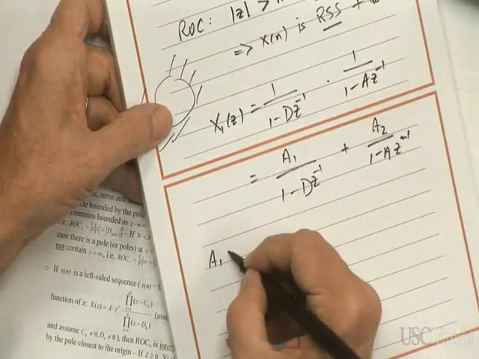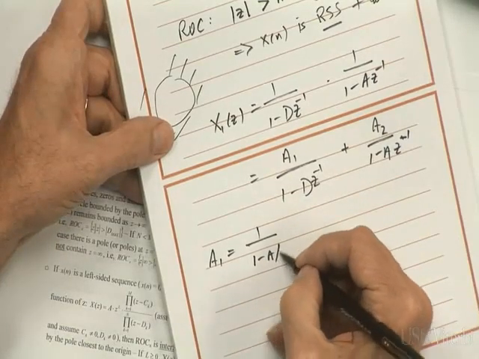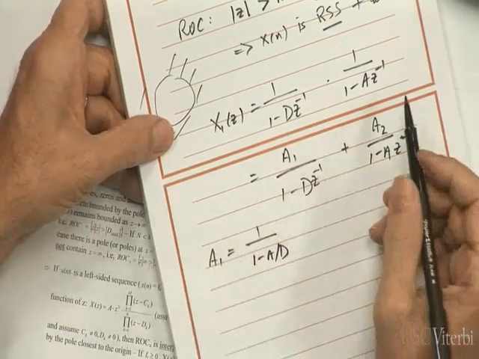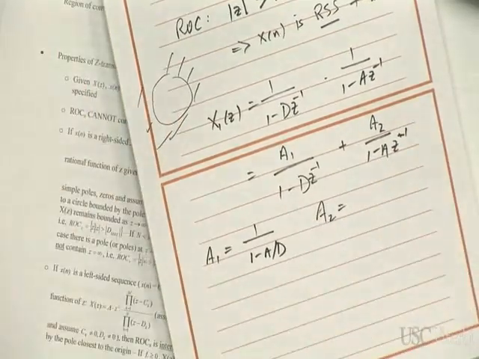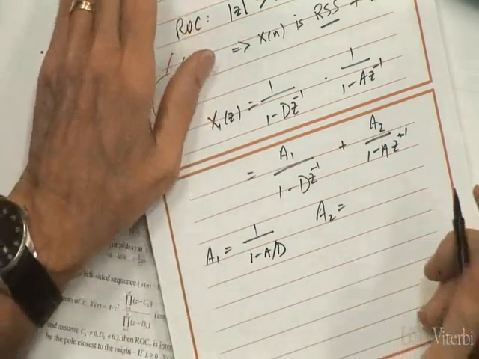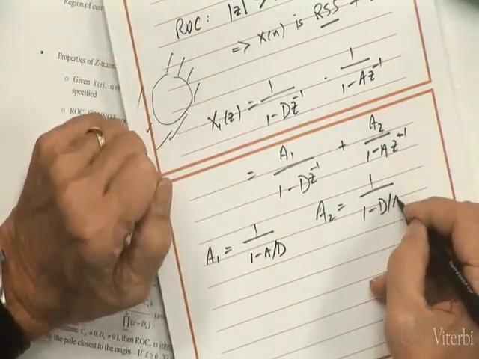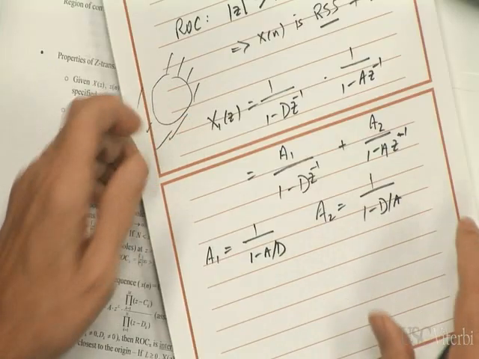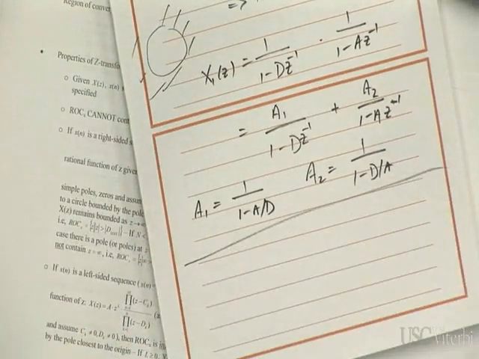Work out, tidy everything up: 1 over 1 minus a over d, when we do the partial fraction expansions. And if you did it for a2, you could do the same idea. You would find that this is equal to 1 over 1 minus d over a. So that's how those two are related. Okay, now let's take a look.